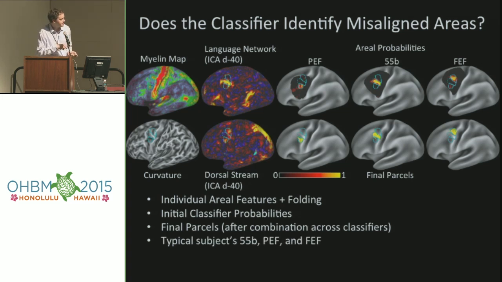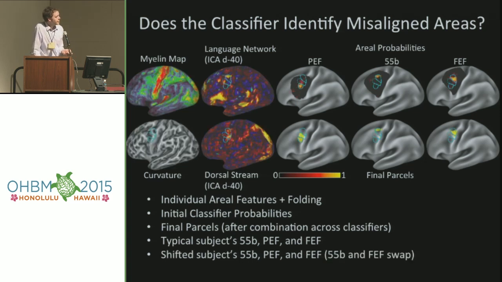And this is a typical subject here. So we have 55B in between. We have the frontal eye fields above it and the premotor eye field below it. So 55B has got light myelination in it, and the two areas on either side have heavier myelination. 55B is a part of the language network and not a part of the dorsal stream network, whereas the eye fields are a part of the dorsal stream network. So these are the type of features that the classifier is being given to use.